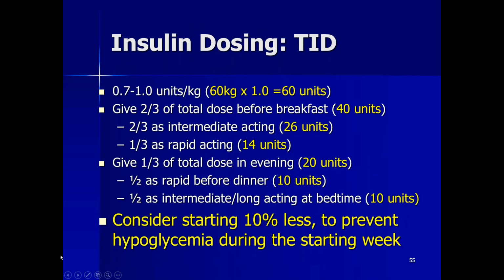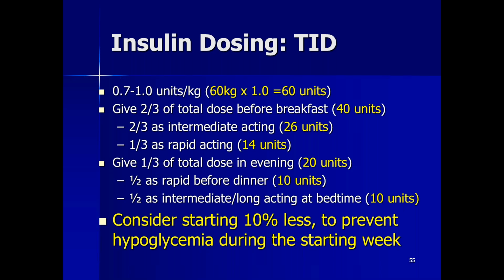Here's an example of how you start dosing. So taking that 0.7 to 1 units per kilogram, and that's kilogram of current weight, let's say that means you need 60 units. Give 2/3 of that before breakfast, that's 40. Break that up into intermediate and rapid acting. Again, this is if you're going to use a TID regimen. And then use the other third at night, breaking it up in a dose of rapid before dinner and half of it before bedtime.